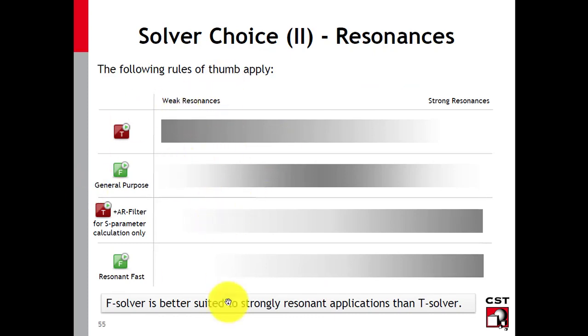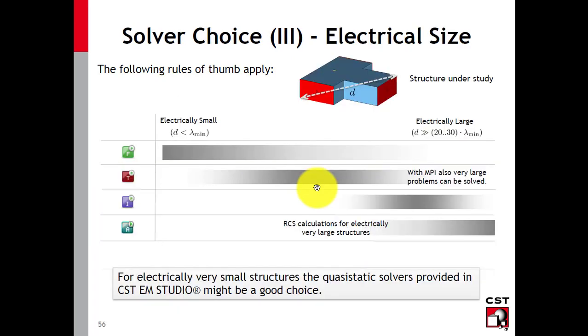And here are some tables. For example, if you have weak resonance, the time solver is better. For strong resonance, not this one; go with the resonant fast solver for frequency. For filters and S-parameter calculation only, time domain. But for general purpose, frequency, which is the middle between strong and weak resonance. So depending on the application, you will choose the type of solver to use. And depending on the size of the structure, you will change the type of solver.